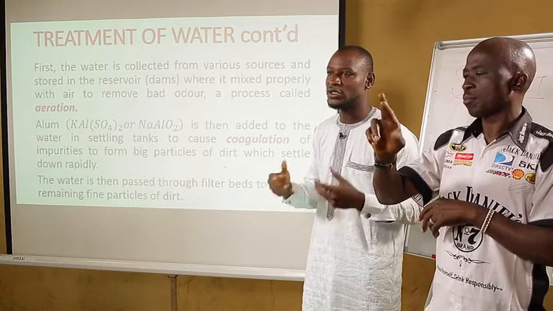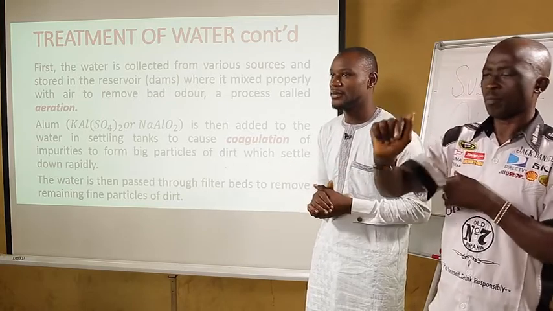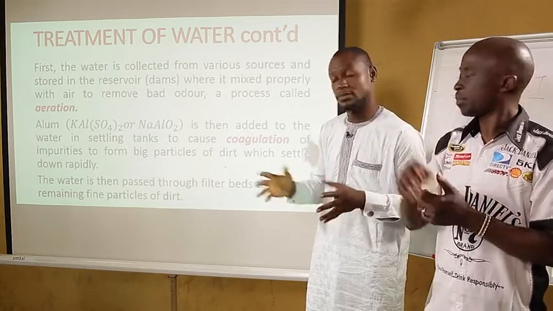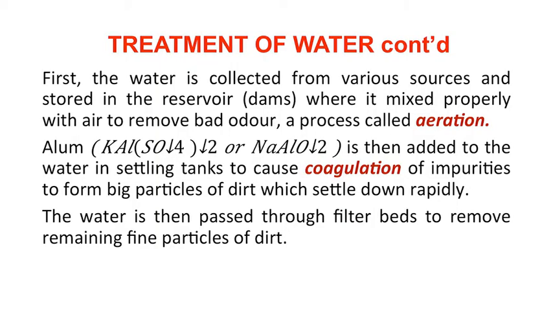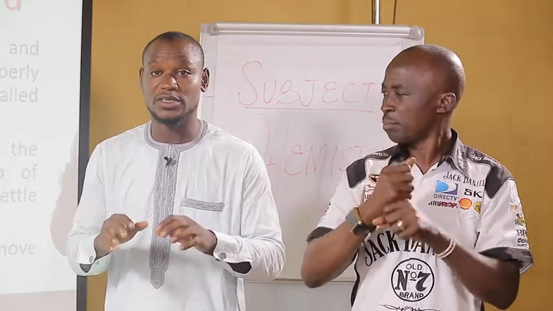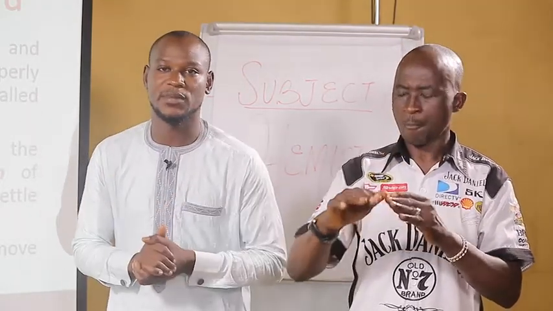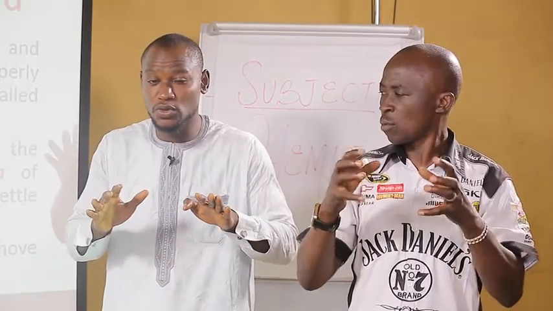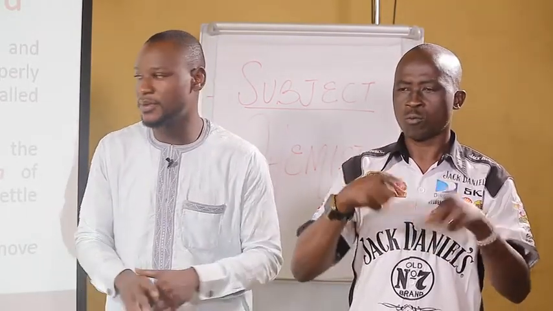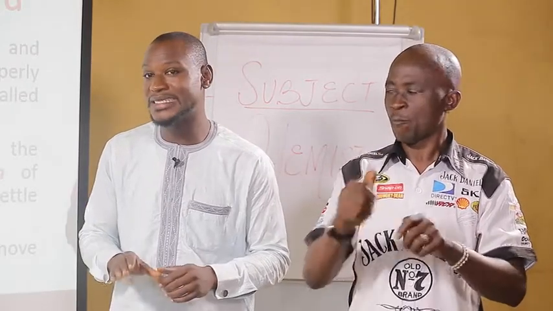Secondly, alum is added to the water in settling tanks. This alum is a compound of potassium aluminium tetraoxosulfate 6 or sodium aluminate 3, that is NaAlO2. And then it is added to the water to make coagulation. Coagulation is the process in which the water will flock together to form big lumps of dirt. And these big lumps will enable the water to settle rapidly. That settlement is what we call sedimentation.